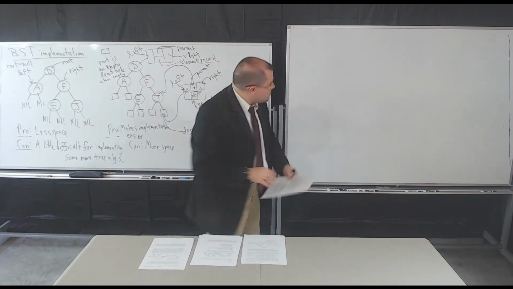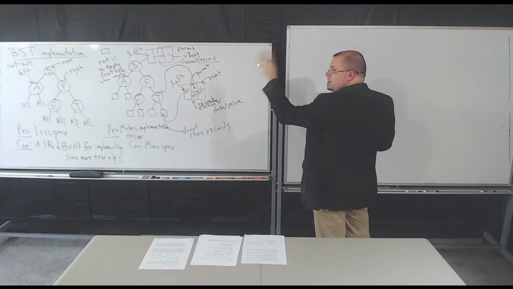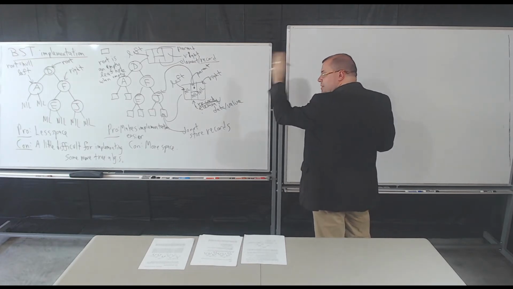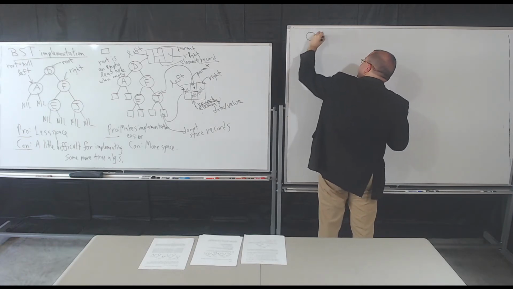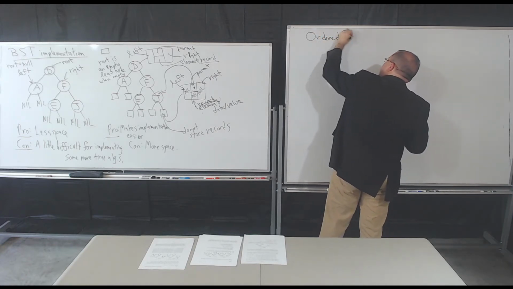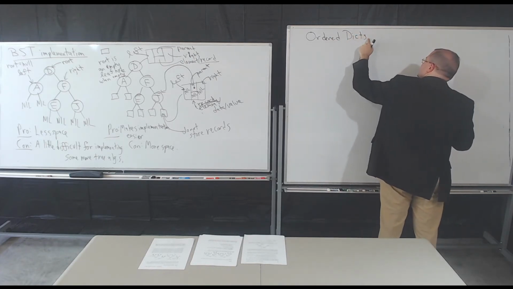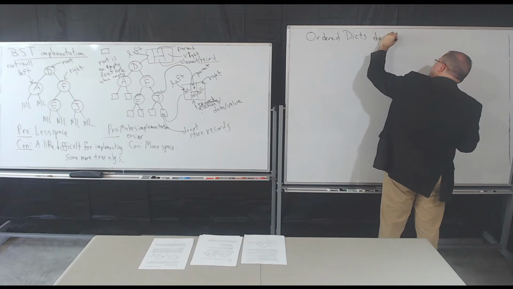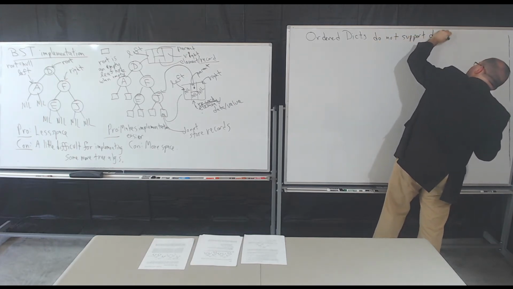I want to make some remarks about how you would deal with this, because the way we're interpreting binary search trees is that they have unique keys in them. So I'm going to just say ordered dictionaries do not support duplicate keys.